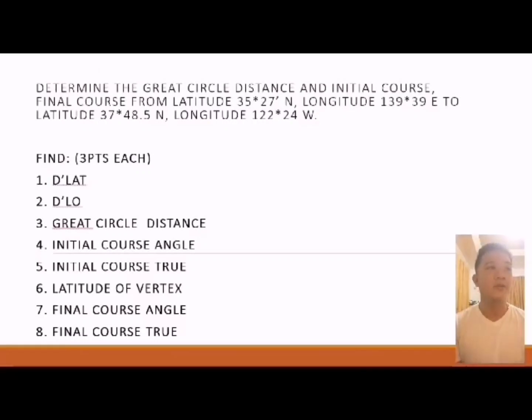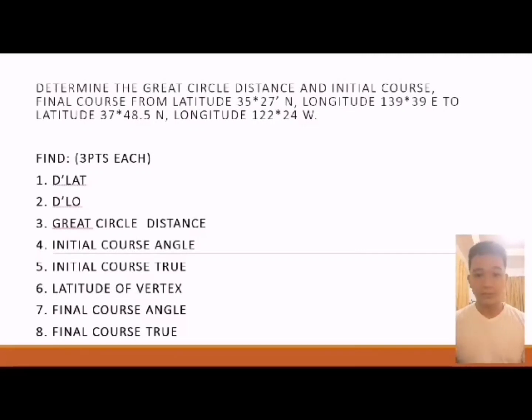So for today's video, we will determine the Great Circle distance and initial course, the final course from latitude 35 degrees 27 minutes north, longitude 139 degrees 39 minutes east to latitude 37 degrees 48.5 minutes north, and longitude 122 degrees 24 minutes west. In order to solve for this, we need to find the d-lat and d-long, which is the difference of latitude and longitude, the great circle distance, initial course angle, initial course through, latitude of vertex, final course angle, and the final course through.